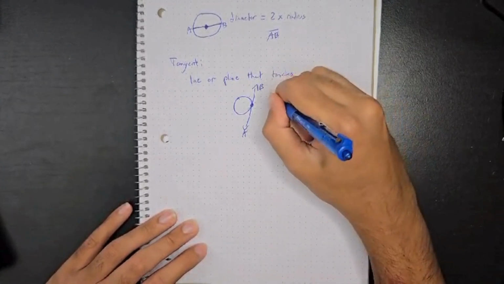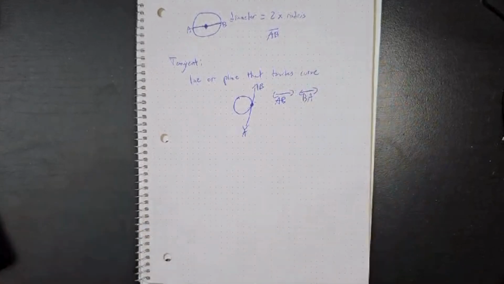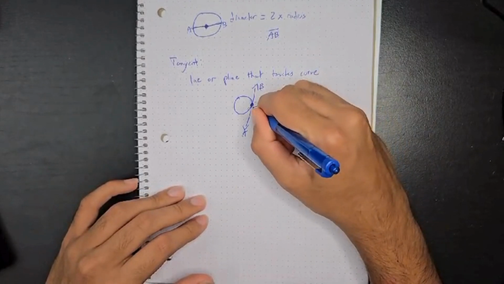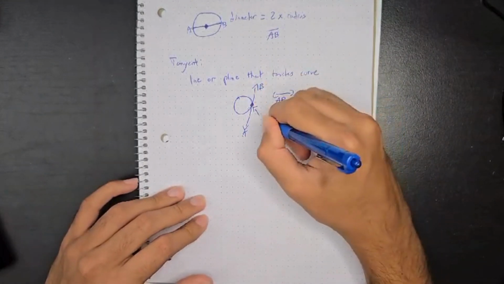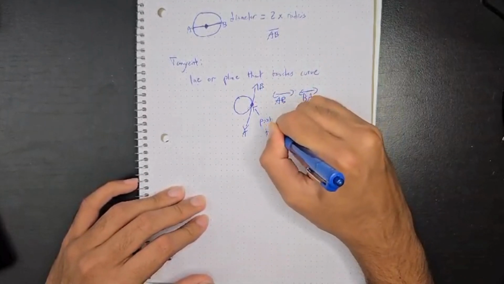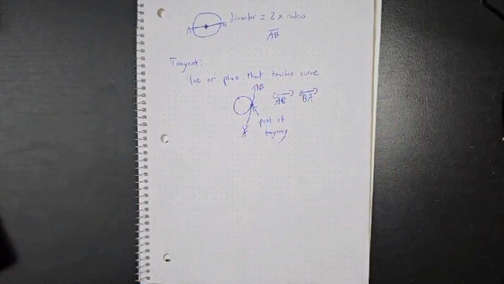Actually, it's going to have these right here. I forgot to mention these lines right here. And one more thing to add is that this point right here, where the tangent touches the circle, is called the point of tangency, because the line and the circle both meet there.